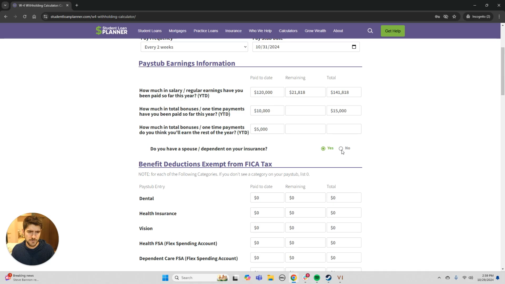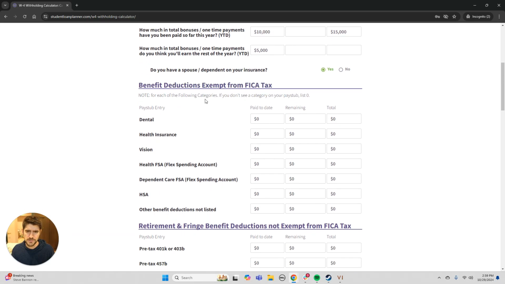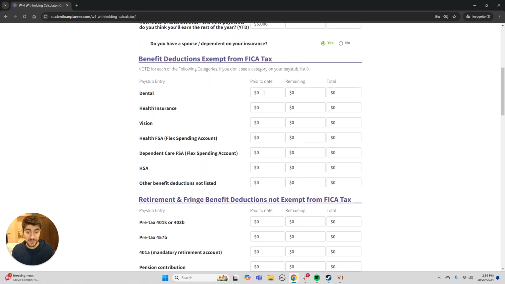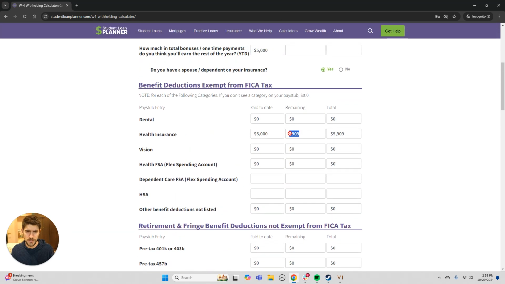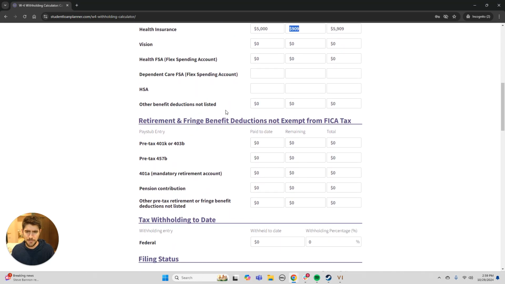Now, do you have a spouse or dependent on the insurance? You can say yes or no. And this information is usually taken directly from your pay stub. So you should be able to find this on your pay stub. You can put in dependent care FSA amounts, and you can put in HSA, etc. So you can put in whatever amounts are coming directly off of your pay stub, and then it's going to calculate automatically how much you have left in the year if you keep withholding at the same amount.